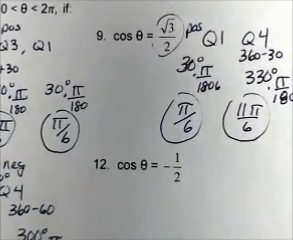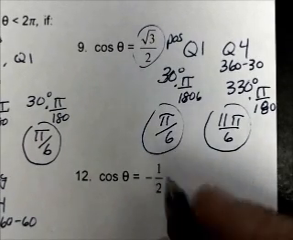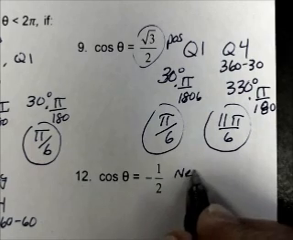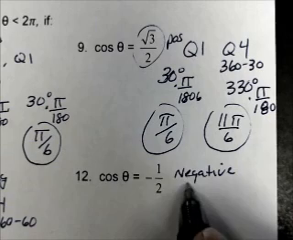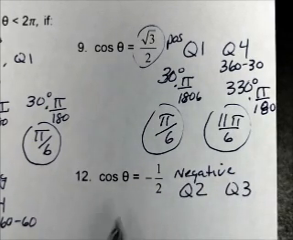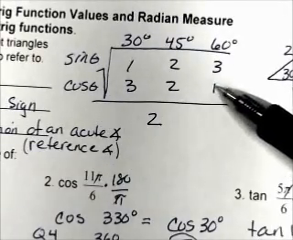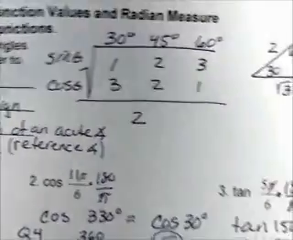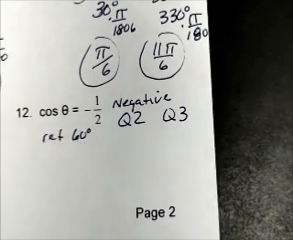All right, and our last one, cosine of theta is equal to negative 1/2. This is a negative value. Cosine is negative in what quadrants? Quadrant 2 and quadrant 3. Okay. And what angle measure has a cosine value of 1/2? Cosine, that'd be square root of 1 over 2. 60 degrees. Okay, so our reference angle is 60 degrees.